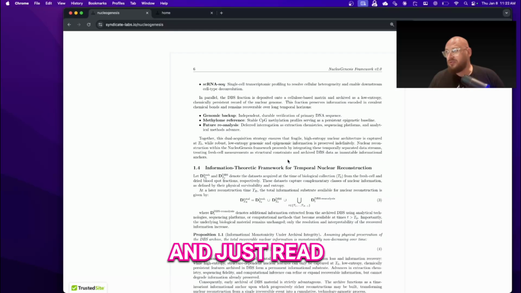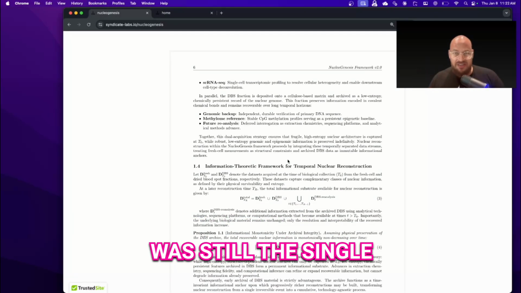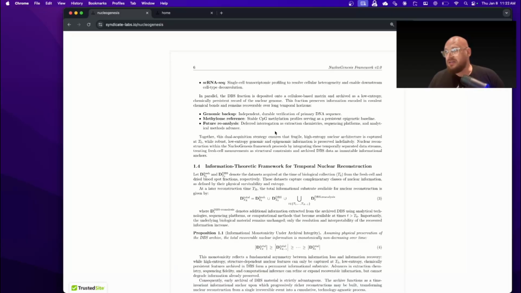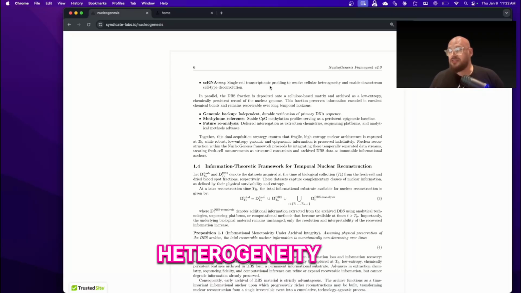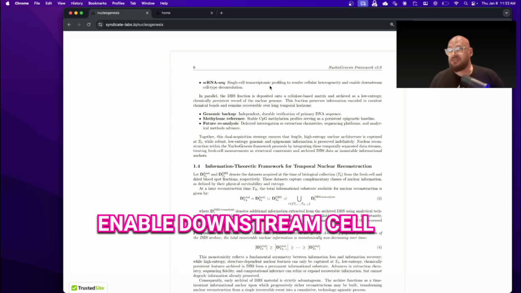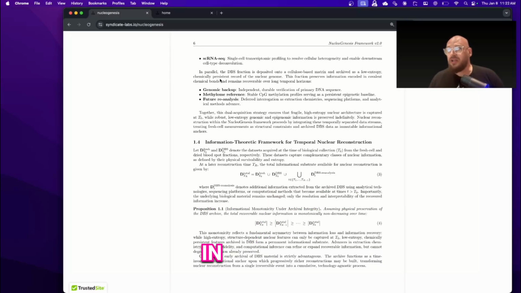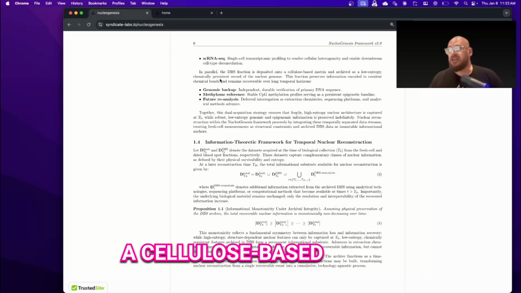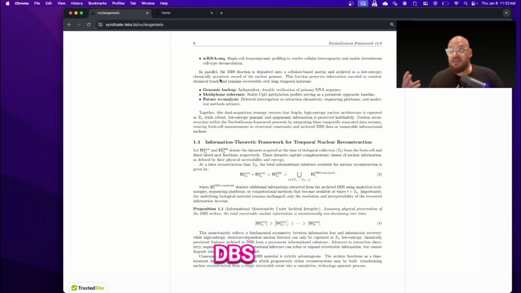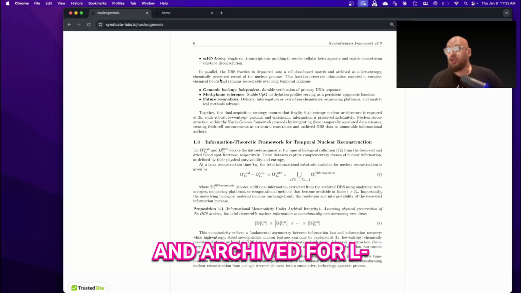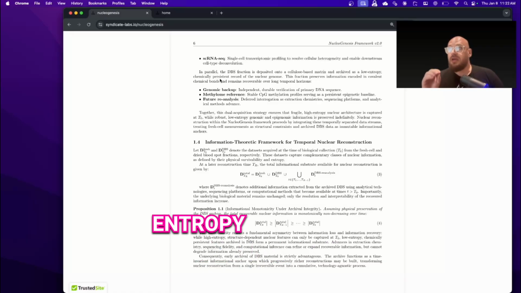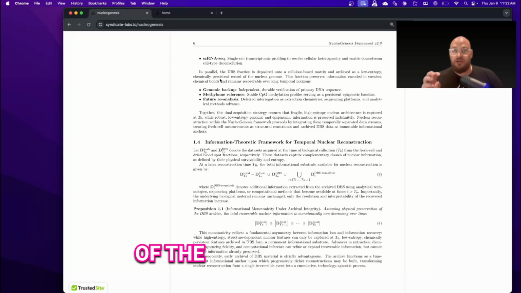We're going to head over, just read to the next page, right, because I knew there was still the single cell RNA-seq, scRNA-seq, a single cell transcriptomic profile to resolve cellular heterogeneity and enable downstream cell type deconvolution. So, in parallel, the dried blood spot fraction is deposited onto a cellulose-based matrix, and this is the DBS part, and archived for all the low entropy, chemically persistent records of the nuclear genome.